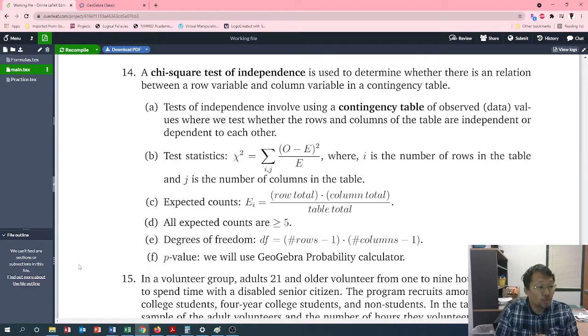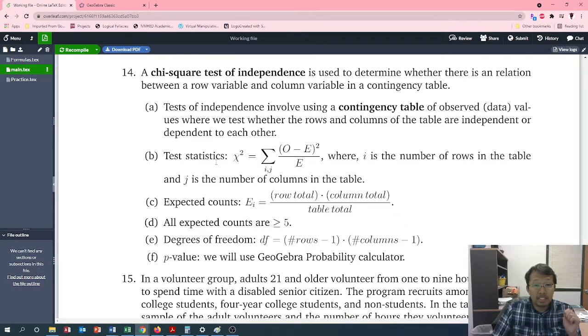In this video, we are going to talk about the chi-square test of independence, and we will do a problem about that. The test of independence is used to determine whether there is any kind of relationship between the row variable and the column variable in a contingency table. We'll be given observed data in a table, and we'll try to see if there is some kind of relationship between the rows and the columns.